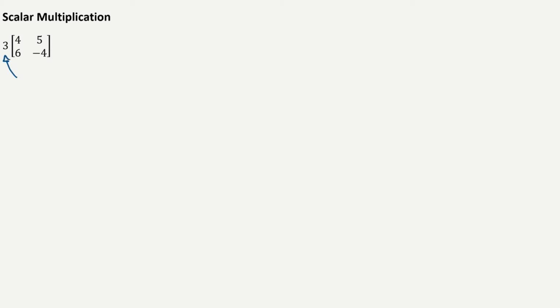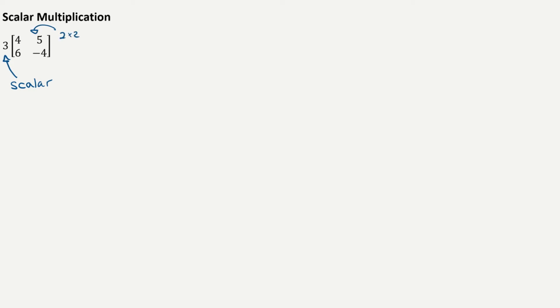Hello, in this video we're going to talk about scalar multiplication. A scalar, if you remember from your vector talk, is just a single number. So you can compare a scalar with a vector. Here we're comparing a scalar with a matrix. A scalar is that single normal number, and the matrix is of course our 2 by 2 matrix here.